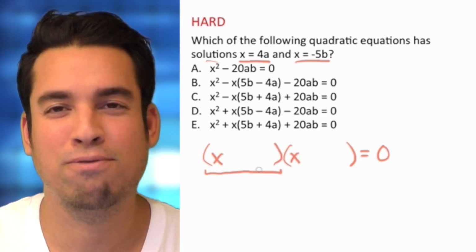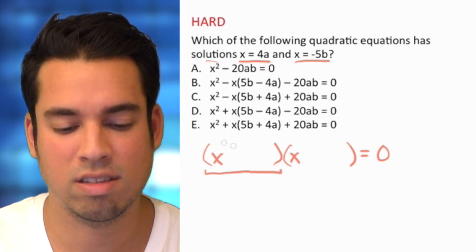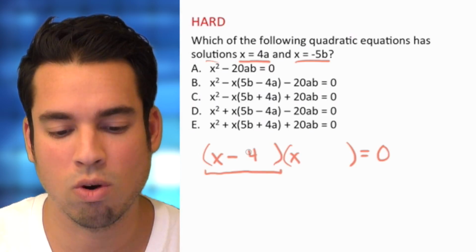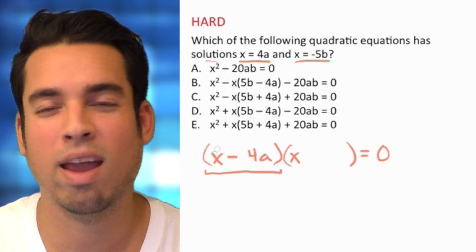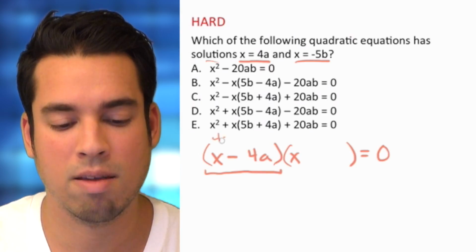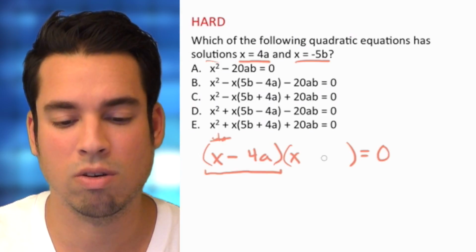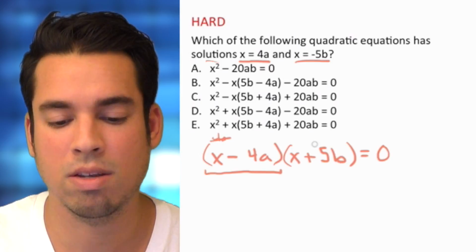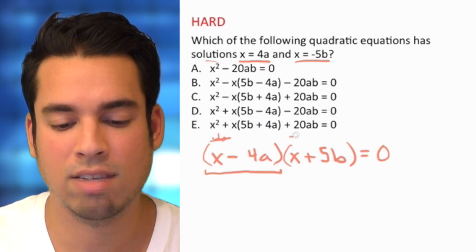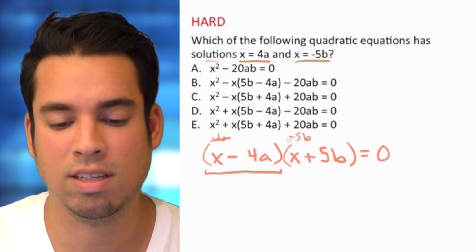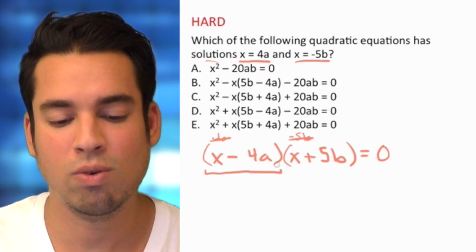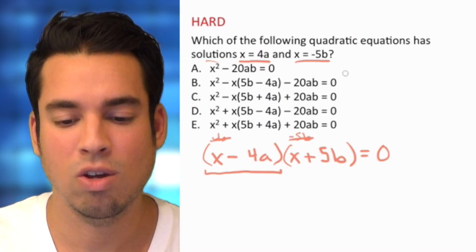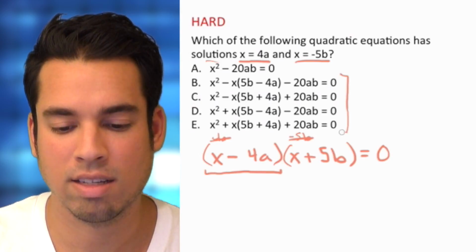So in this case, if 4a is going to send one of these to 0, that means that this has to be x minus 4a, right? Because then if we plugged in 4a, we'd get 4a minus 4a, and that'd be 0. This one instead would be x plus 5b, because if we had negative 5b in here, it would combine to give us 0. So we've already constructed our quadratic equation. This is it.